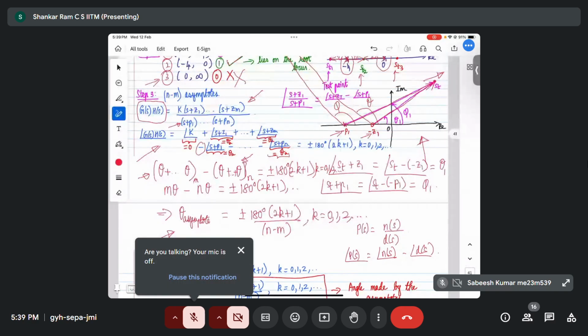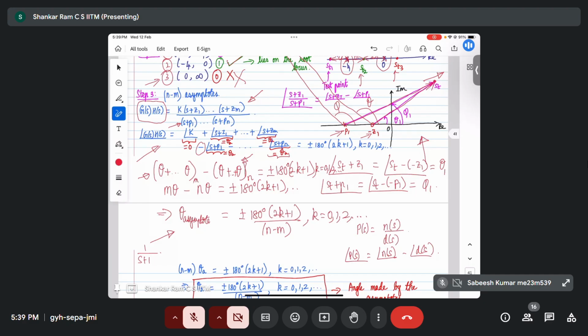Clear, sir. So to give an example, let's say we have 1 by s plus 1, right? So if you want to calculate the phase of this, this is the same as minus the phase of s plus 1. Okay, so that's it. All right. Understood.